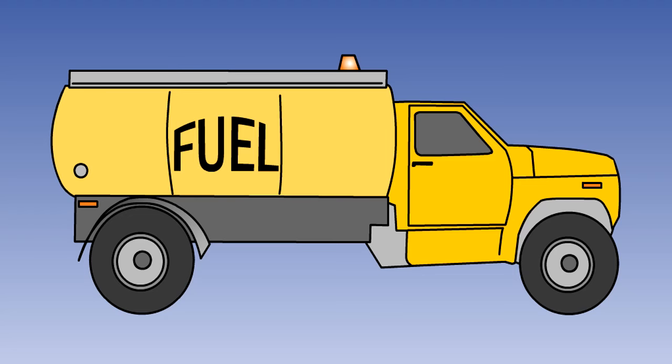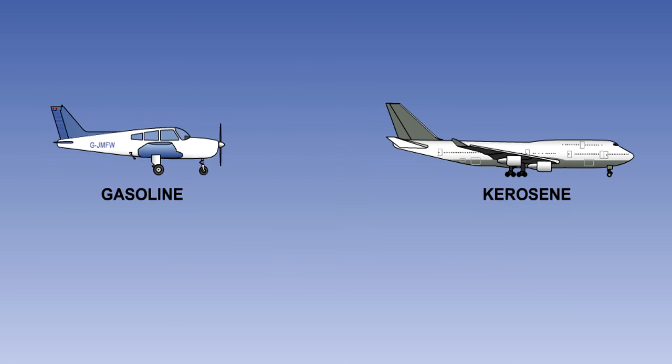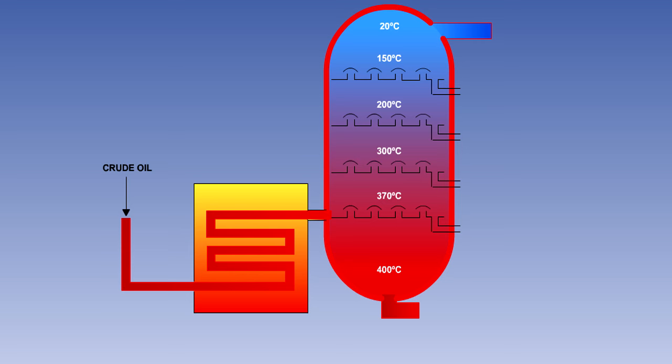In this lesson, we will examine the properties of the various fuels used in aircraft engines. Aircraft piston engines use gasoline, and gas turbine engines kerosene. Both of these fuels are produced from crude oil. In simple terms, the required fuel is extracted from the crude oil by a distillation process.